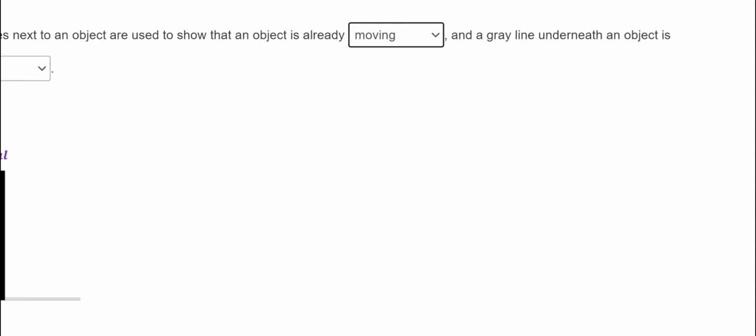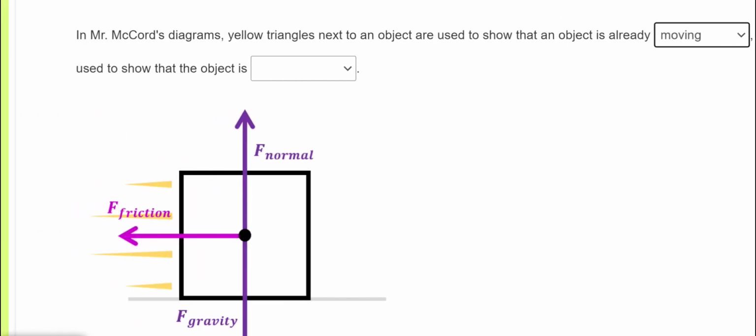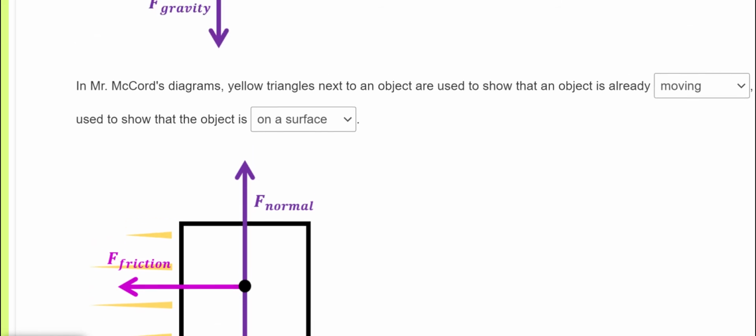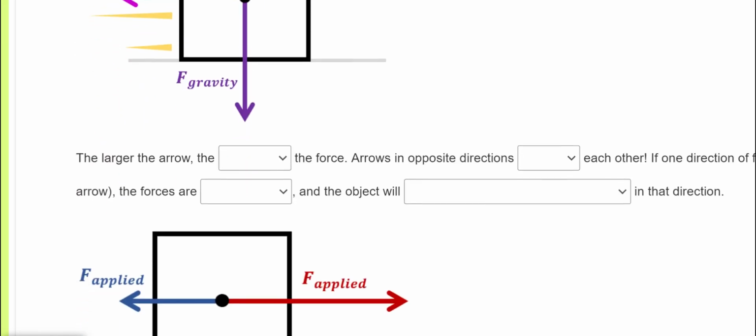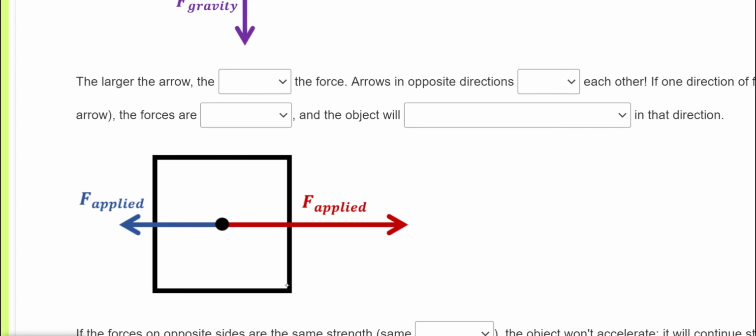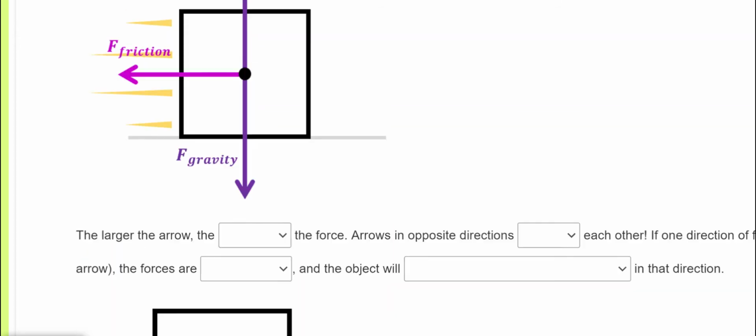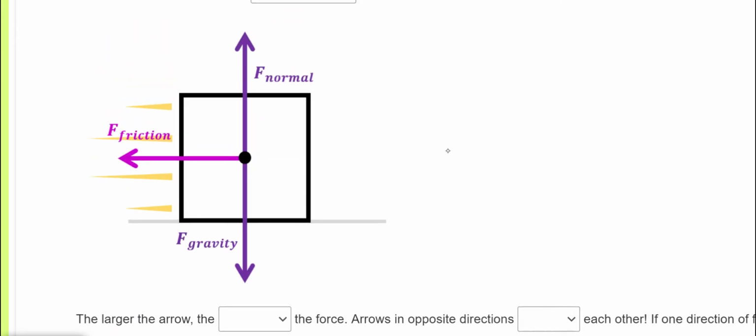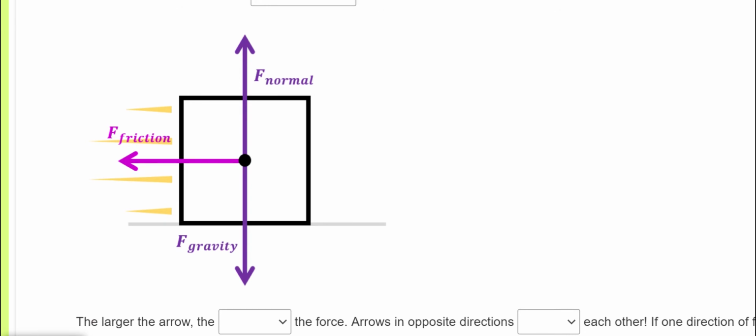We also use a gray line underneath, or at least I do, to show that an object is on a surface, okay, that's sitting on something. Okay, whereas something that is just kind of hanging out without a line underneath it, like this guy right here, means it's out in the air or out in space. It's not directly sitting on something. Okay, so I use that gray line to show that something's on a surface.